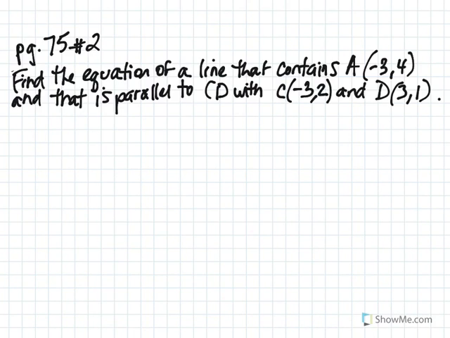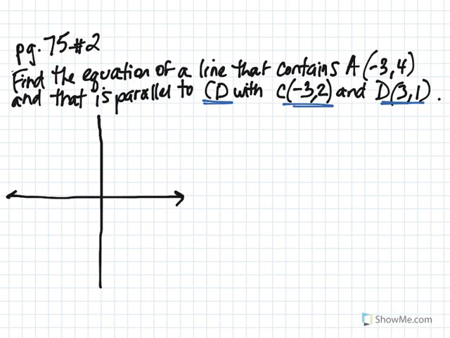The question asks you, so we're given this information. Find the equation of a line that contains A, (-3, 4), and that is parallel to CD, and they give us the coordinates of line CD. So first, just so you get an idea of what we're working with here, I'm going to try to graph the given information.